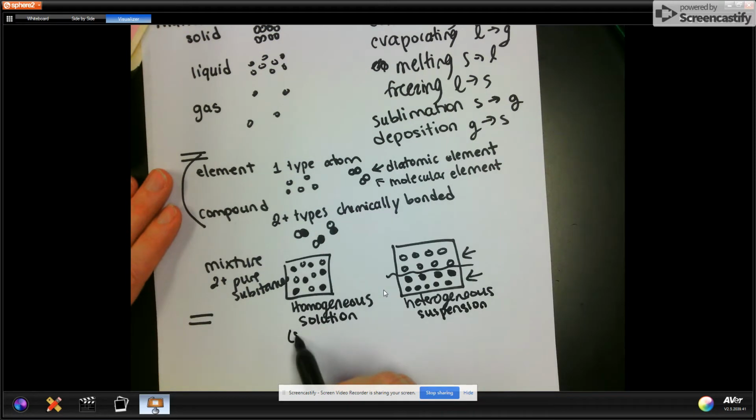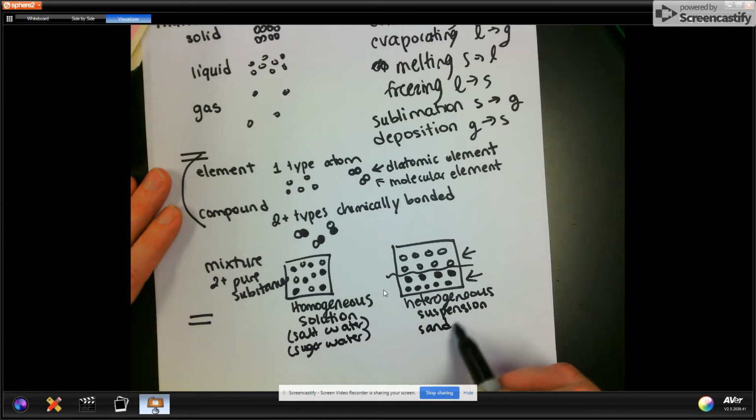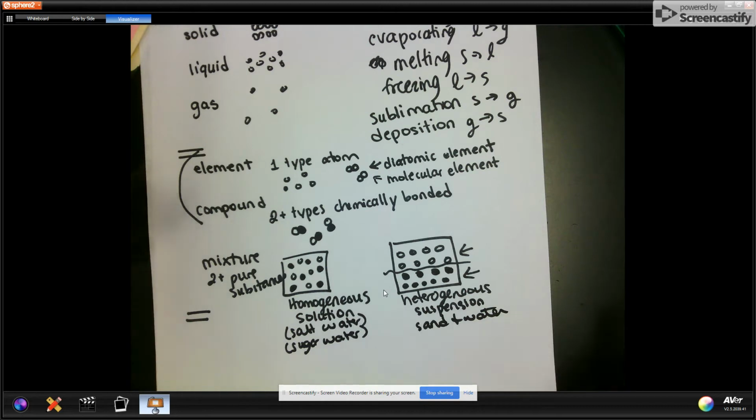An example of this would be salt water, sugar water, anything that dissolves, really. Over here, it could be sand and water. It could be rocks and water. It could be salad dressing. All of those are types of examples of heterogeneous.